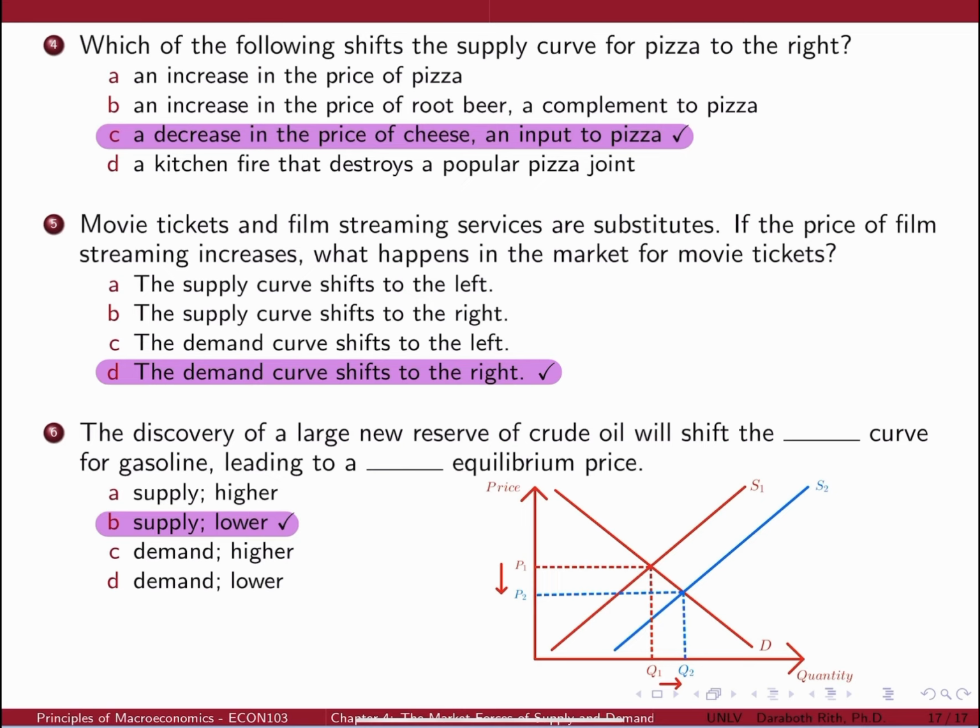Question number 6. The discovery of a large new reserve of crude oil will shift what curve for gasoline, leading to what equilibrium price? This question is about oil production, so I would refer to supply. When it says the discovery of a large new reserve of crude oil, it should be the supply curve shifting rightward. Imagine the market equilibrium as I drew it. You can see that with an increase in supply shifting to the right, the new equilibrium will bring a larger quantity but a lower price. So the answer is B.